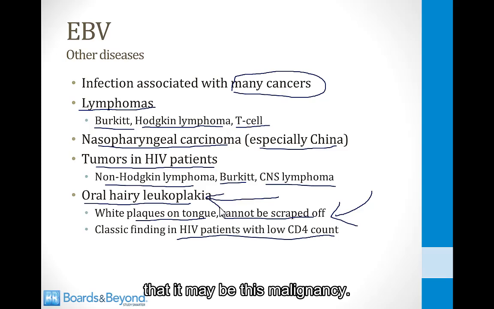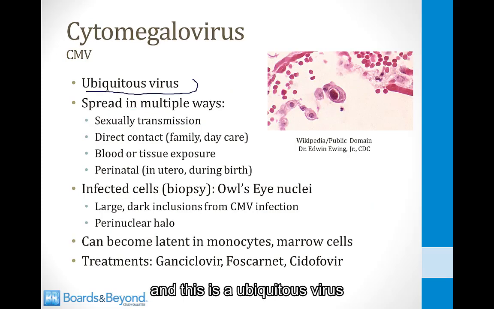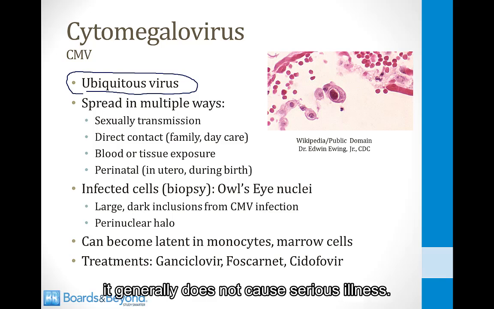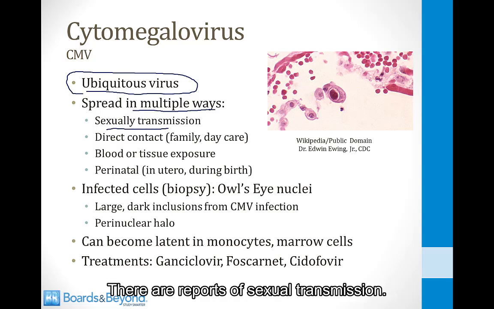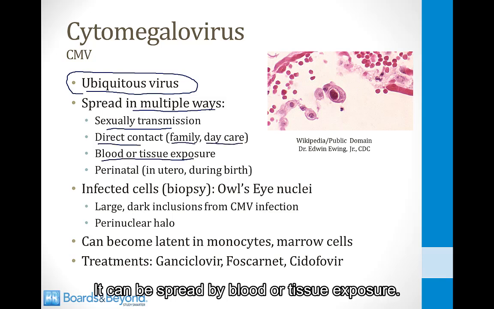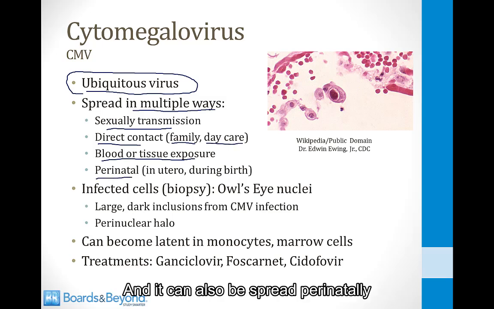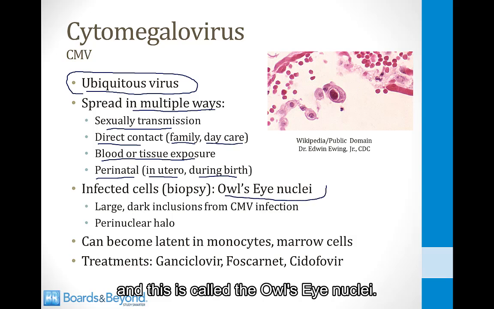Our next herpes virus is cytomegalovirus, and this is a ubiquitous virus that many of us are exposed to, but as we'll see in a minute, unless you're immunocompromised, it generally does not cause serious illness. It's spread in just about every way you can think of. There are reports of sexual transmission. It can be spread through direct contact with a family member or children at daycare. It can be spread by blood or tissue exposure, and it can also be spread perinatally, either in utero or during childbirth. There's a classic finding on biopsy of infected cells, and this is called the owl's eye nuclei.